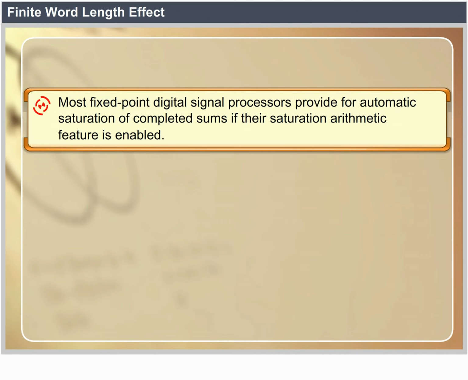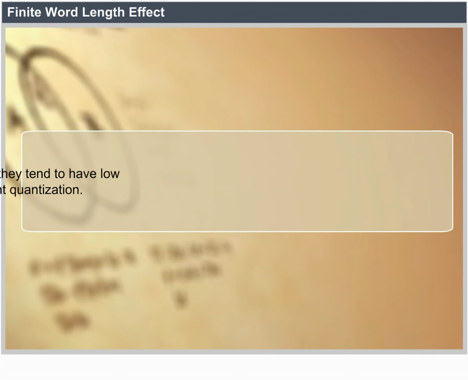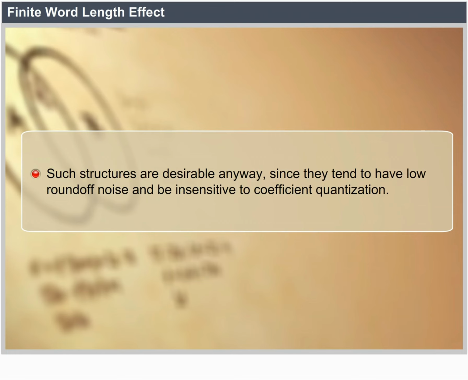Yet another way to avoid overflow oscillations is to use a filter structure for which any internal filter transient is guaranteed to decay to zero. Such structures are desirable anyway, since they tend to have low roundoff noise and be insensitive to coefficient quantization.